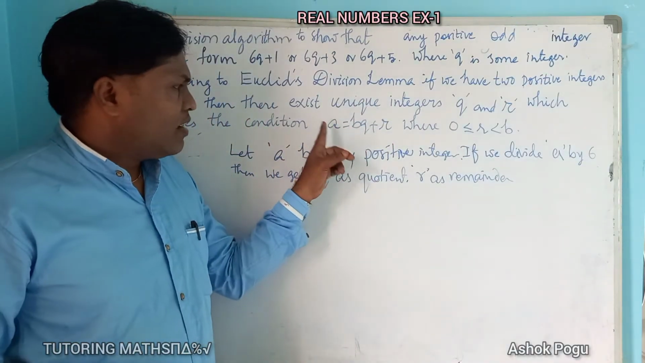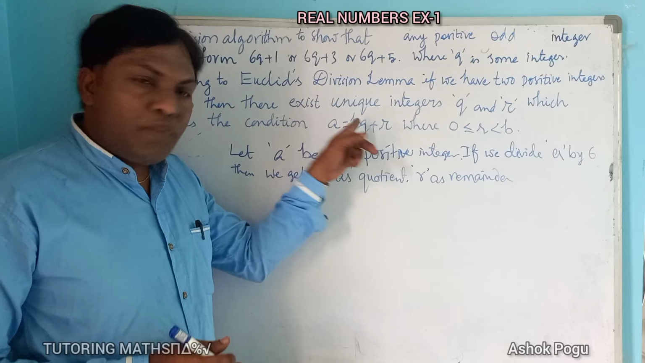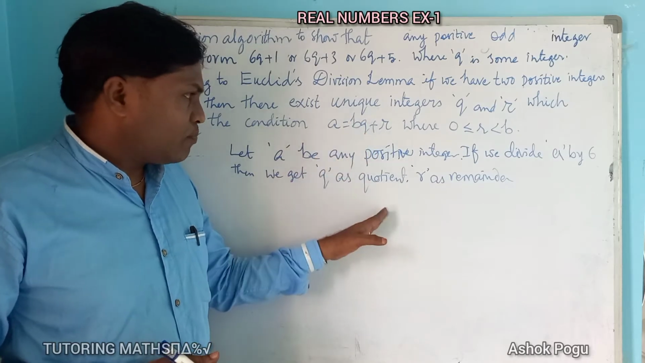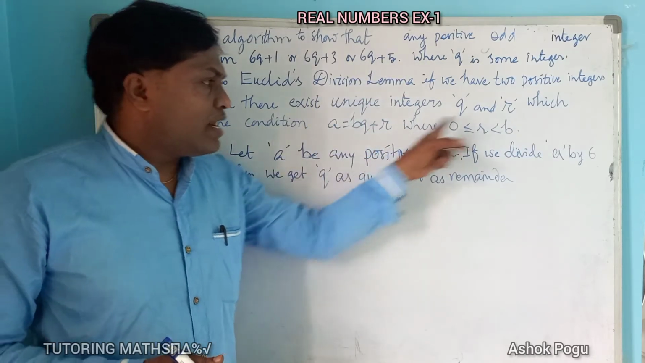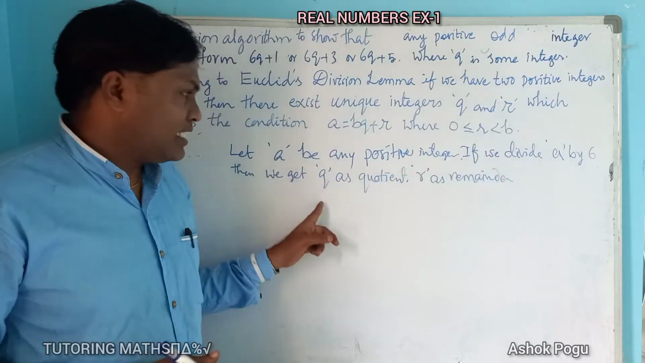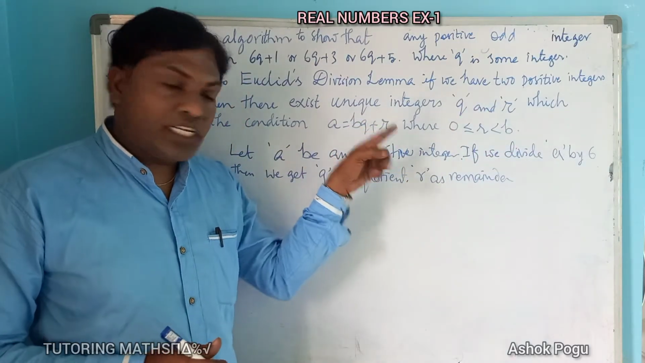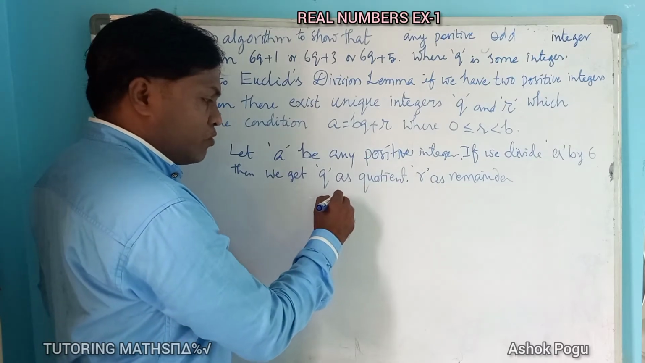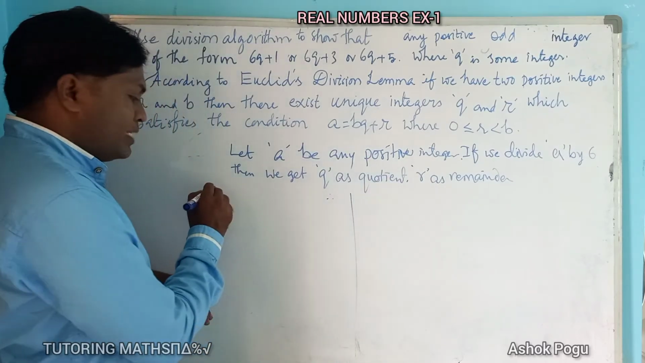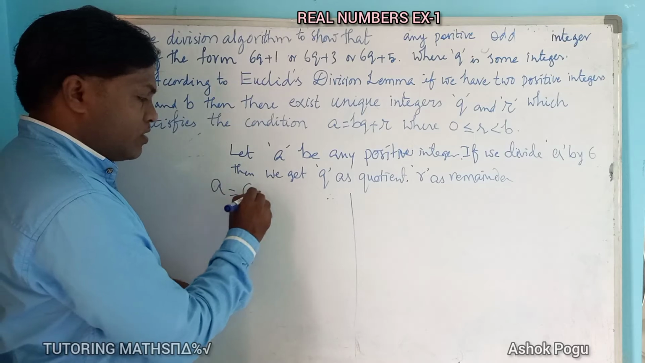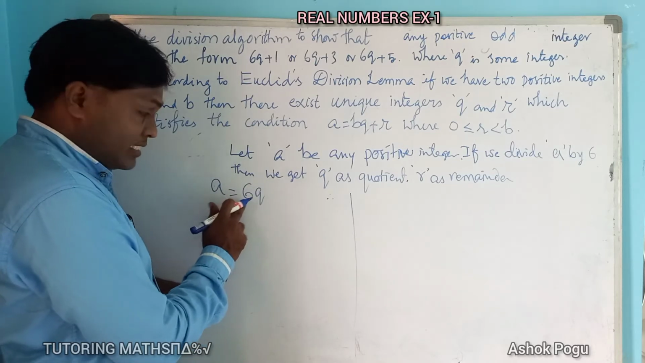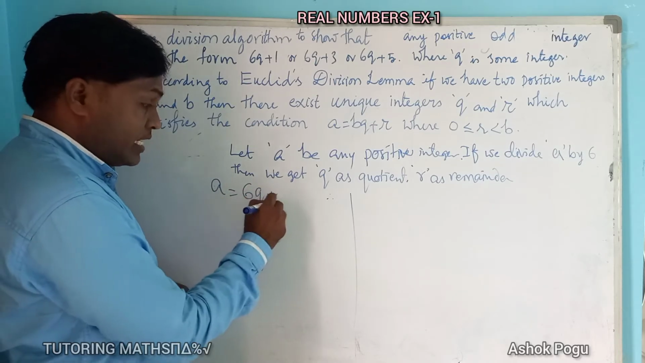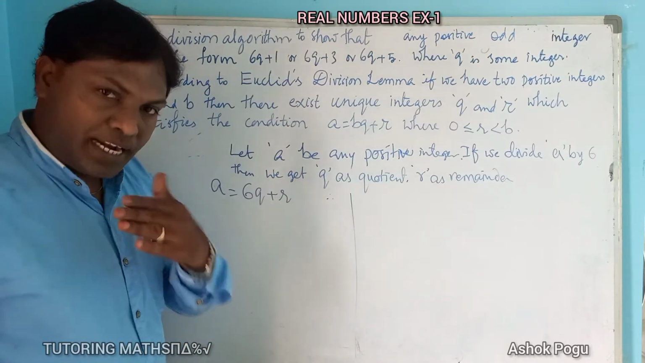Already we have discussed: when you divide a by b in this standard form, here in this question a is divided by 6. When you divide by 6, you get q as quotient and r as remainder. Then what would be the standard form? Therefore the standard form will be a equals 6q plus r.